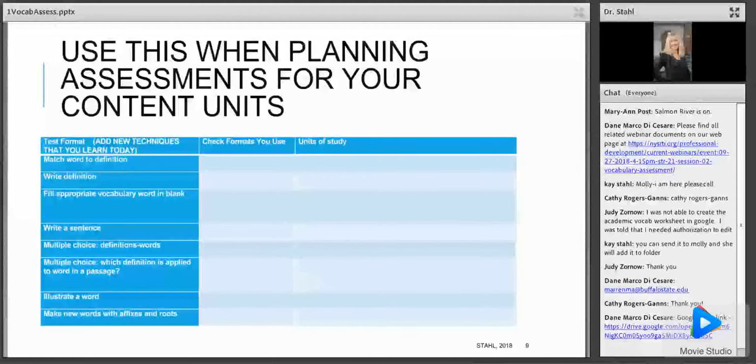And then you could come down here and actually check what some of the units are. So when you think about several units of study, come down here and check what formats you use. For example, how are you currently assessing your kids and their vocabulary for each unit? Are you doing matching? Are you asking them to write a definition? Are you having them fill in a blank? Are you having them write a sentence? Are you doing multiple choice of definitions and words, or multiple choice of which definition applies in the passage? You might be doing that during test prep, but hopefully you might be doing some of that even earlier in the year, not as test prep, or doing it verbally in conversation with kids, illustrating a word, making new words with affixes and roots. These are some things that you might be likely to be using now, and if you could do an analysis of that.